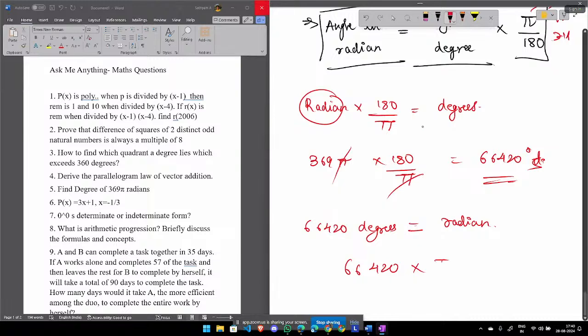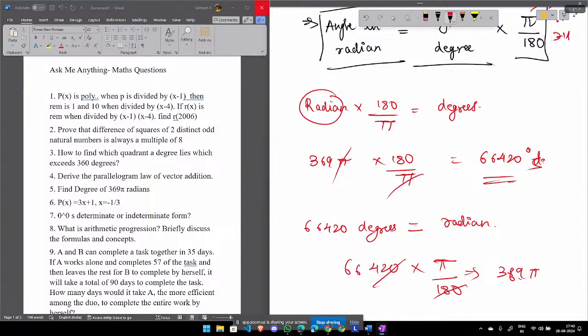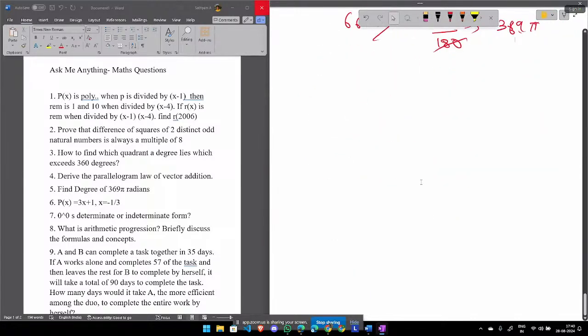66420 into pi by 180, which would be your 369 pi, right? So the standard formula which I've told you above is what you all have to remember and keep in your mind. Okay? Other than that, nothing else is needed. Very good. So let's move to our next question.